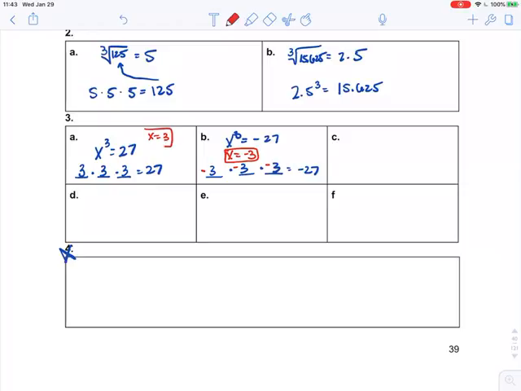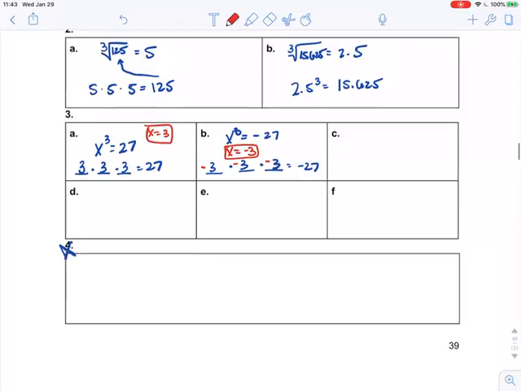X equals 3. Okay. So we can make a note that any x to an odd number exponent can be a negative solution. Okay, if it's odd.